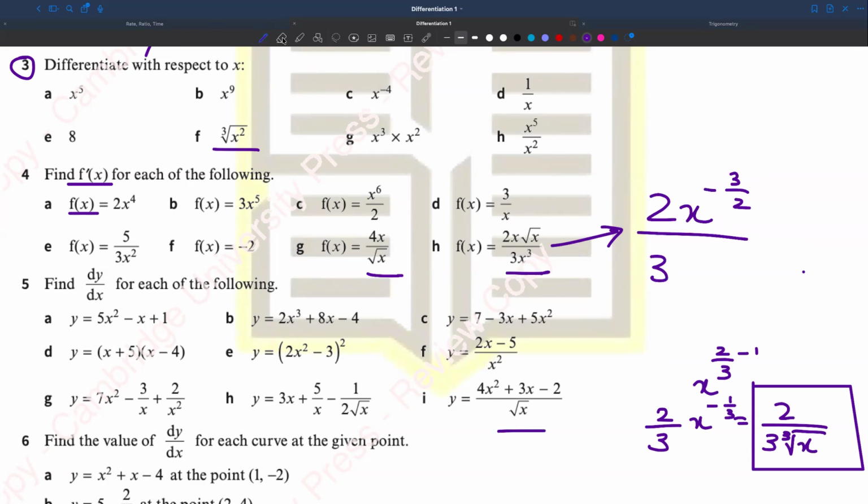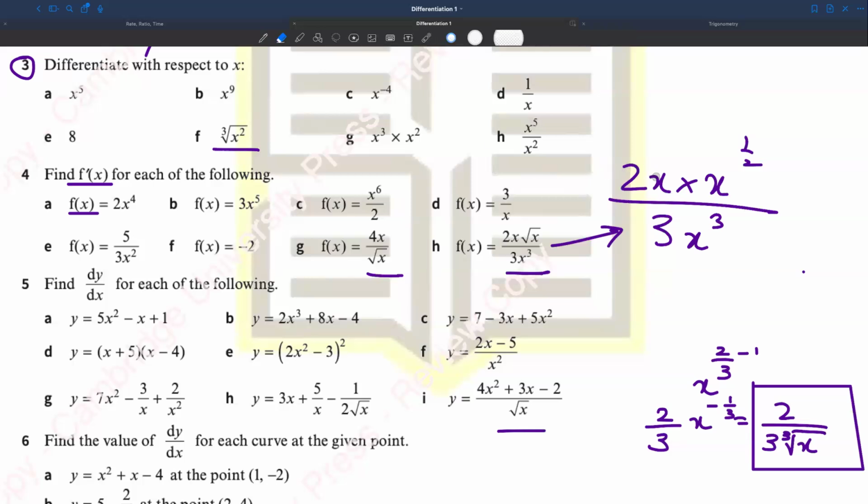I'll explain it again, beta. Look, so 2x into x power half, and this is 3x cube. Now there are two ways I can go about it. I can just cancel this x and x cube. So this will become x square, right?